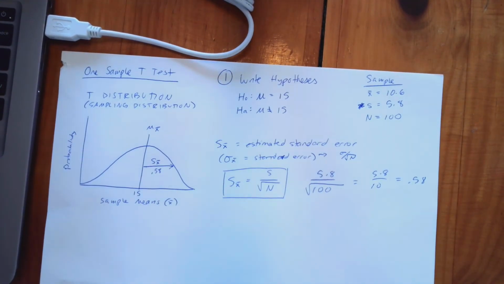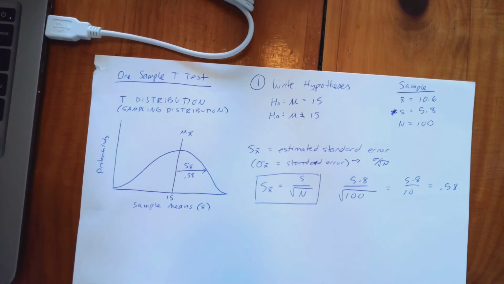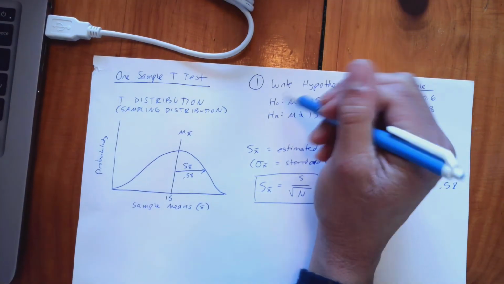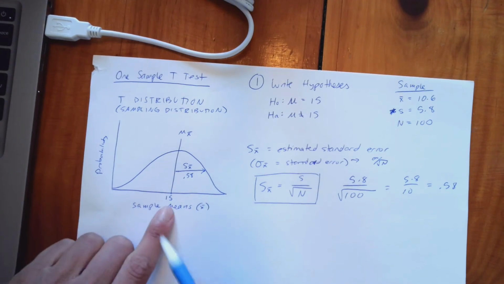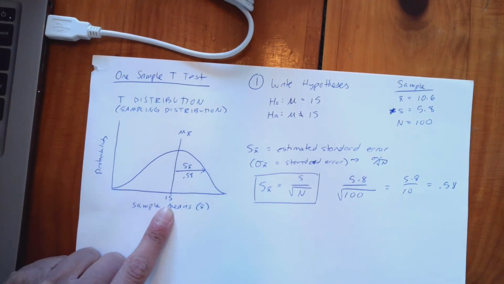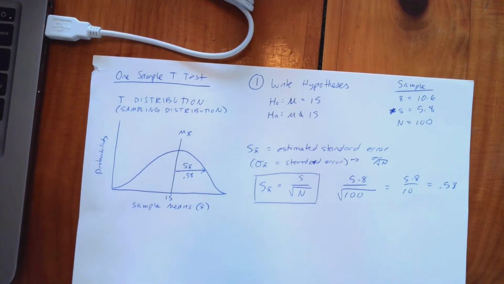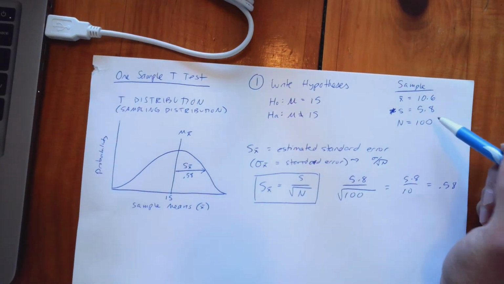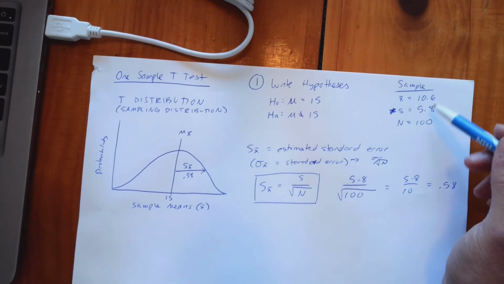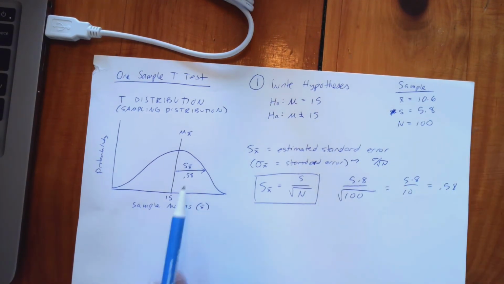So what we have here is a sampling distribution that shows us the probability of getting different sample means if our null hypothesis is true. In other words, if the true population mean really is 15, and we're going to just call it 15 and put 15 right here. If the true population mean is 15, and we take samples of 100, and we estimate the standard error, this sampling distribution tells us the different sample means that we could get and the probability of getting each one.